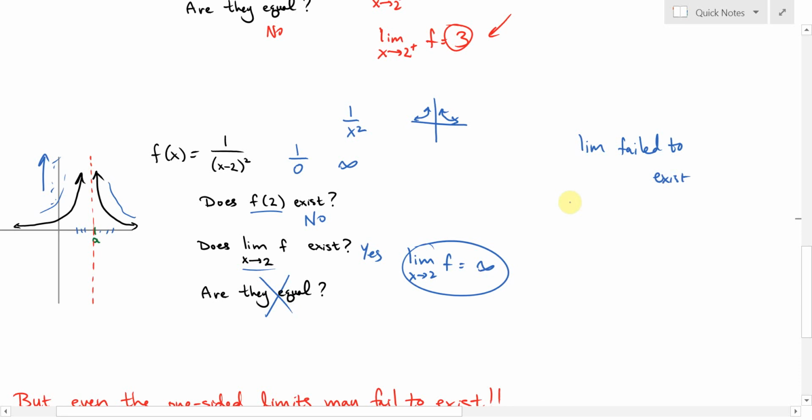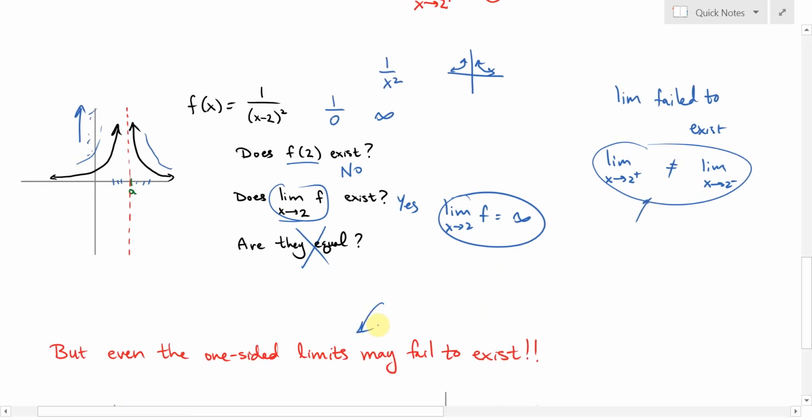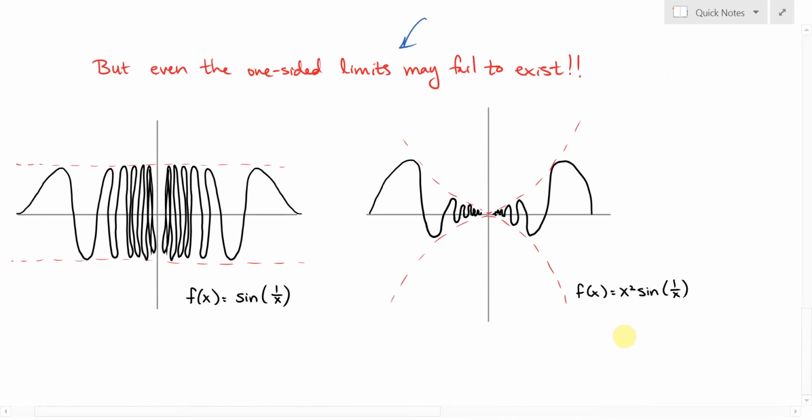it's because the one-sided limits both existed, but they weren't equal to each other. So you might think, okay, the one-sided limits are always going to exist, but whether or not they're equal to each other will determine whether the overall limit exists. But that's not the only thing that can go wrong that can prevent a limit from existing. Even the one-sided limits may fail to exist in the first place. So here are some great examples.